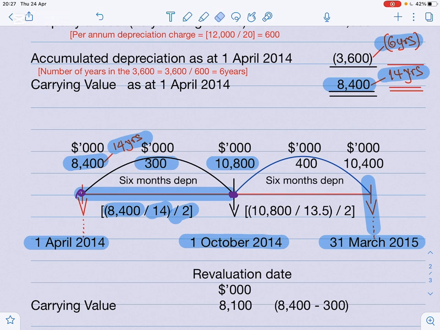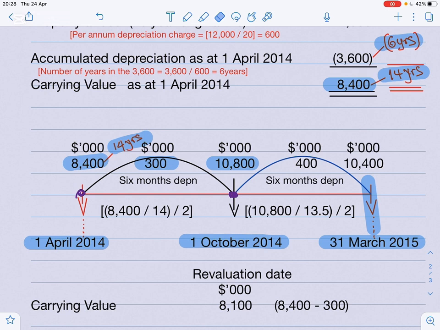So what's that $300,000 telling us? It means the company held this asset for 6 months before they revalued the asset, and the 300,000 is going to be the enjoyment for the first 6 months. Or put it in another way, the 6 months enjoyment will be $300,000.